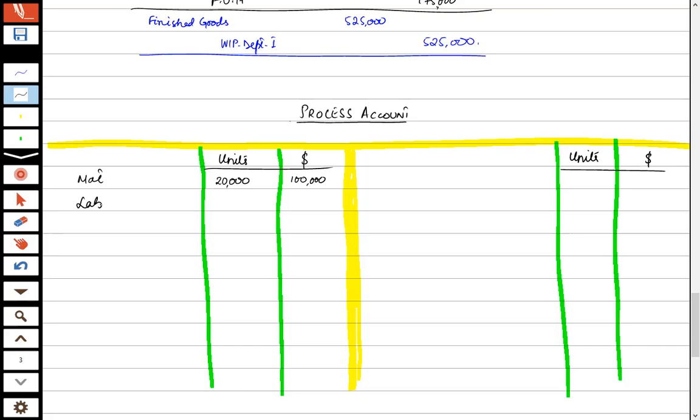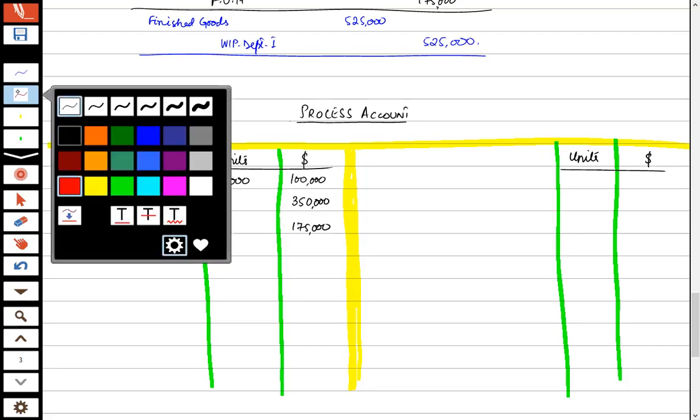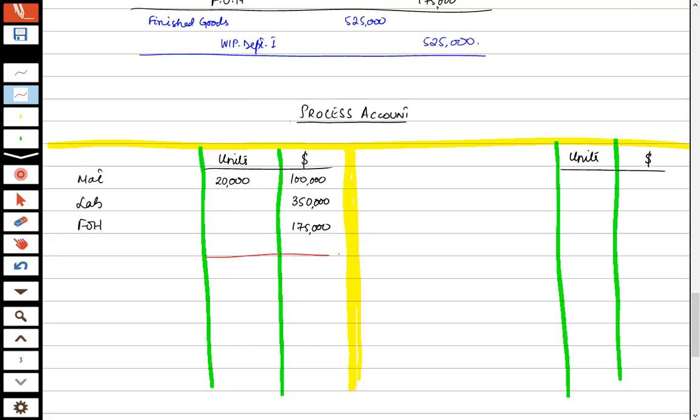Labor was also applied in the process. Labor cost was given as 350,000. Then factory overhead was also applied. It was given the cost of 175,000. So the total input into the process was obviously 20,000 units, and their cost was 625,000.